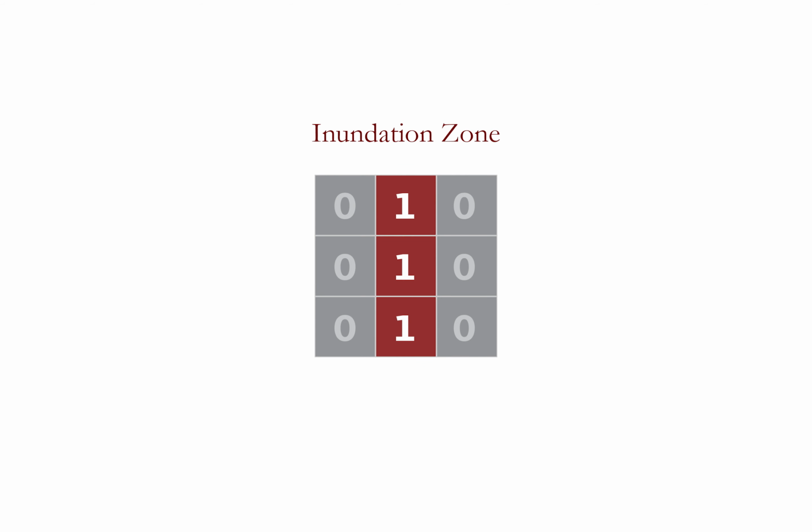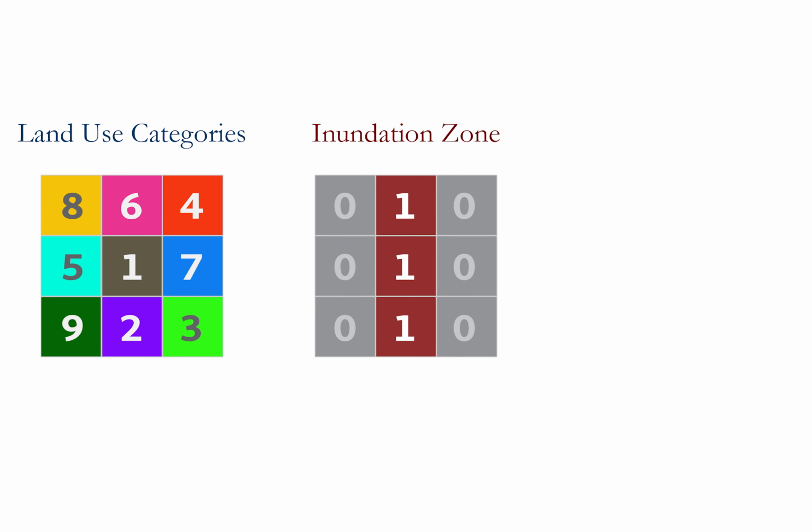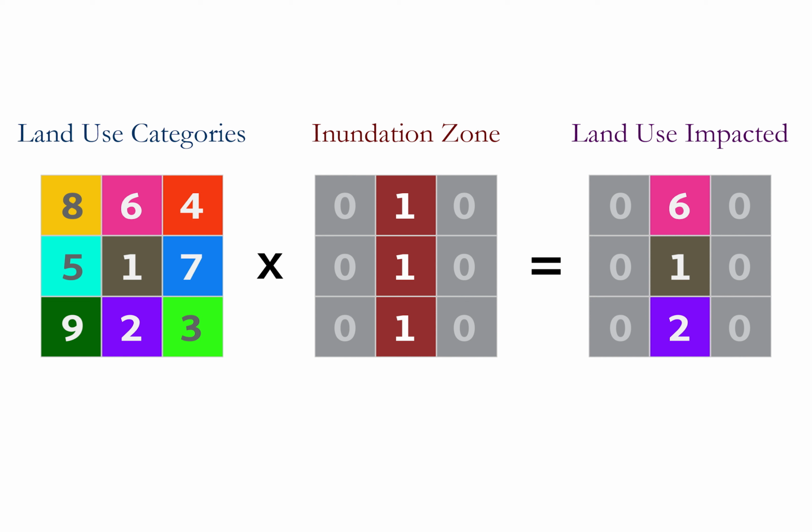Currently, our inundation rasters are made up of pixel values that are either 1s or 0s. The land use raster is made up of pixel values from 1 to 9. These numbers represent different land use types. By multiplying the two raster datasets together, we can find the impact of sea level rise on different land use categories. Any pixel from the land use raster multiplied by a 0 on the inundation raster becomes a 0. Any pixel from the land use raster multiplied by a 1 on the inundation raster remains the same. The result is a raster layer with numbers 1 through 9, representing the land use categories impacted by sea level rise.